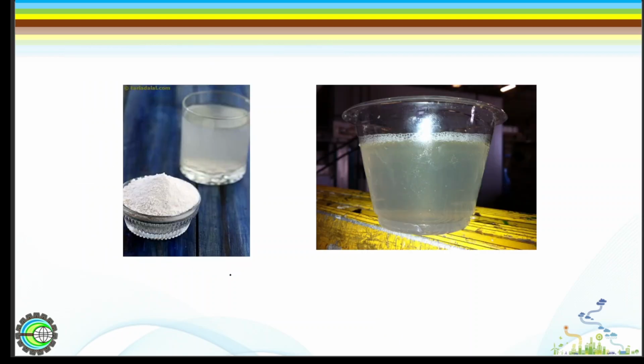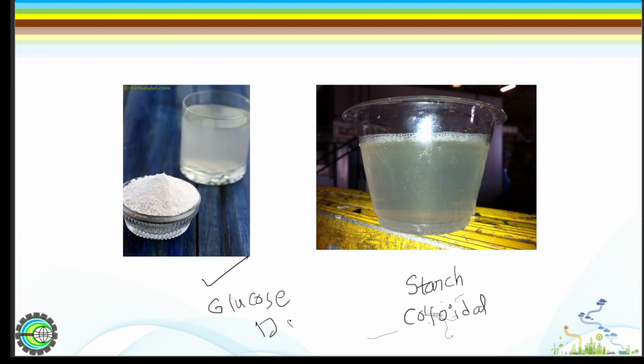You can see here the picture on the left side is glucose, and the picture on the right side is starch. But based on perception, you can easily get deceived because they look the same. But in reality, this is a colloidal solution, and this is a dissolved solution.